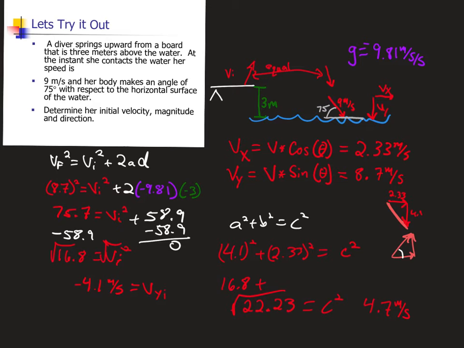off the diving board. Utilizing the tangent again would give us that 4.1, 2.33, because SOHCAHTOA would be opposite 4.1 divided by 2.33, and the inverse tangent of that answer gives us a launch angle at 60.4 degrees.